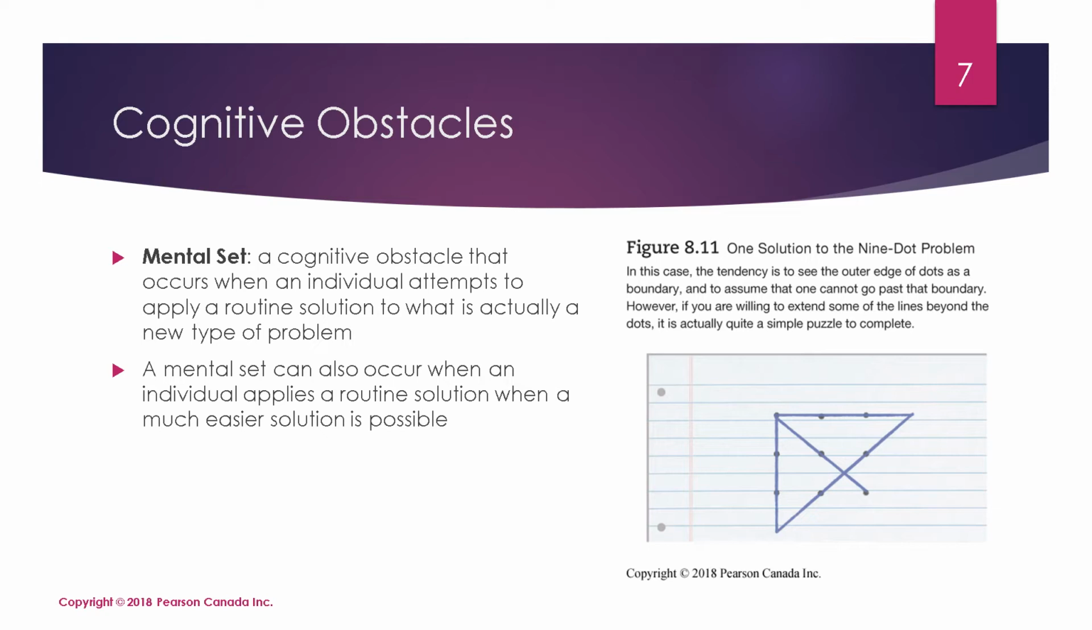So a mental set can also occur when an individual applies a routine solution when a much easier solution is possible. For example, if you're given a math problem, a lot of the time it's actually possible to guess the solution based on some cues in the problem, especially if it's a multiple choice type question. But a lot of people will go further and do all the work just because they assume they have to get the solution, when in reality the solution was quite obvious and they probably could have picked it out without actually performing the functions.